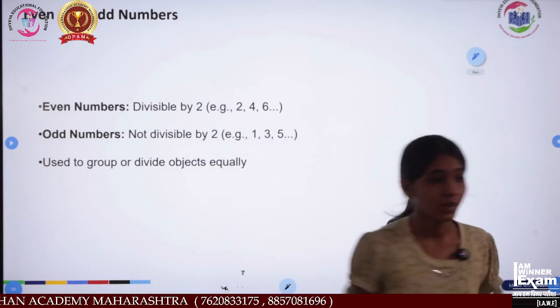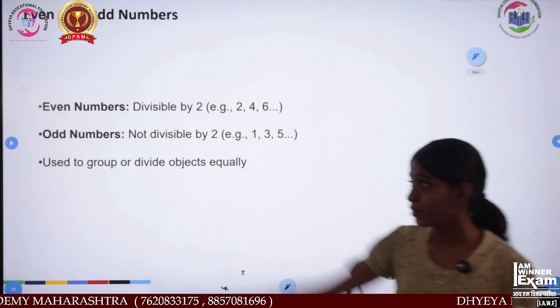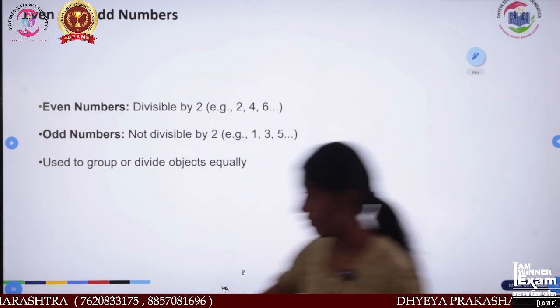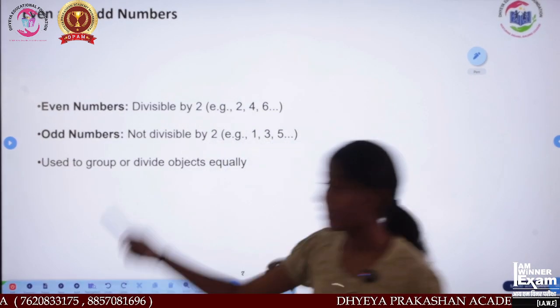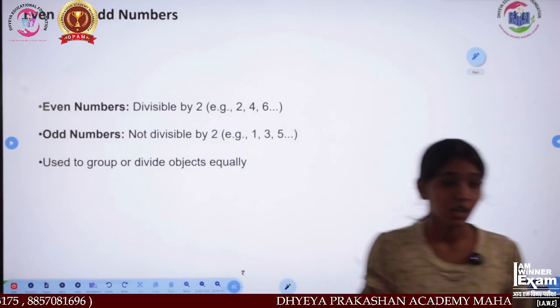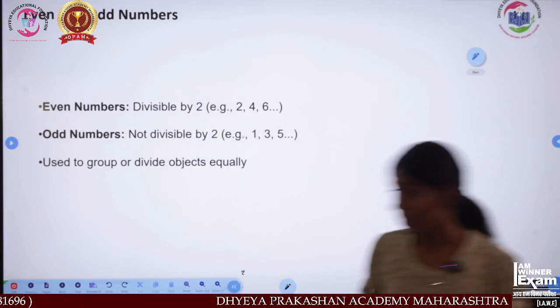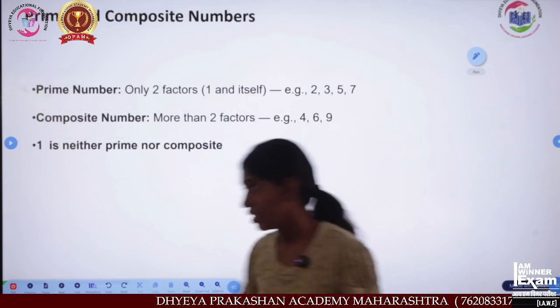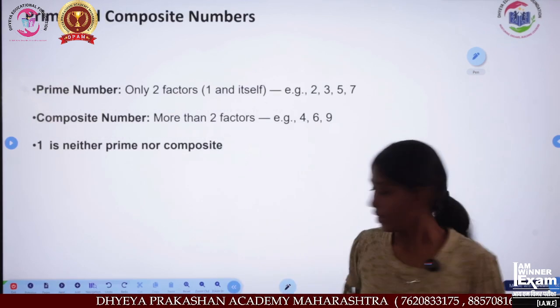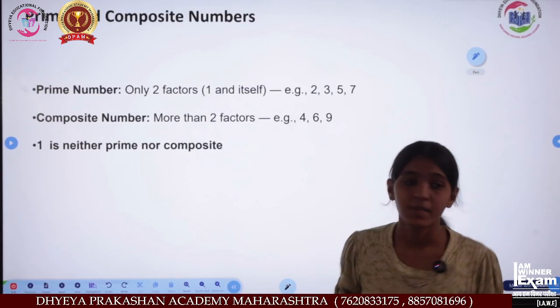This is the overview of even and odd numbers, used to group or divide objects equally. An even number can divide a number into two equal parts. But an odd number cannot be divided into two equal parts.